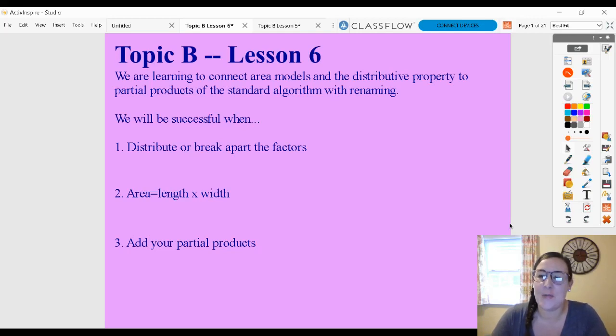I'm going to be teaching you Module 2, Lesson 6, where we're learning to connect the area model and the distributive property to partial products of the standard algorithm with renaming. So it's going to be the same steps as yesterday. We first have to distribute or break apart our factors, and then we're going to think about them like we're measuring the area of a shape with length times width. And then we're going to take those partial products that we get in the area model and we're going to add them back together to get our final product.